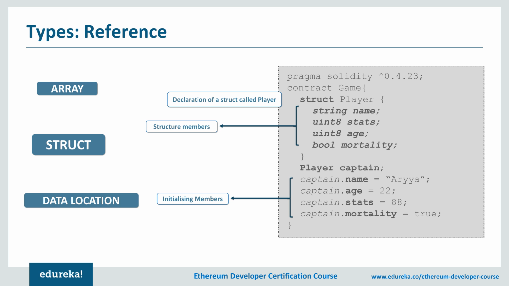Moving forward, structs in Solidity provide a way to define new types in the form of structs. It is not possible for a struct to contain a member of its own type, although the struct itself can be the value type of a mapping member. The restriction is necessary as the size of a struct has to be finite. As you can see here, we have created a struct called player, and we have four members: name, stats, age, and mortality, and these four members are each of different data types. So the struct player is a complex data type consisting of four member data types.